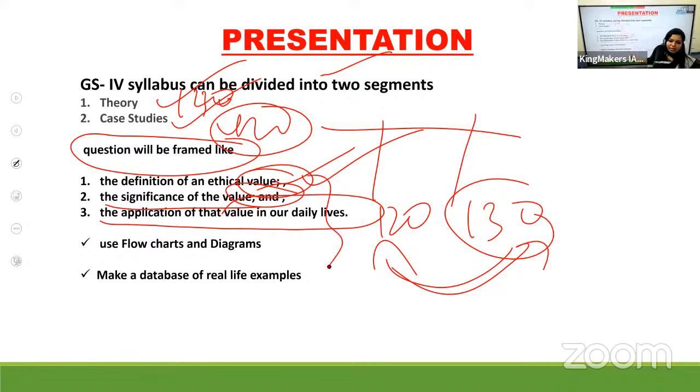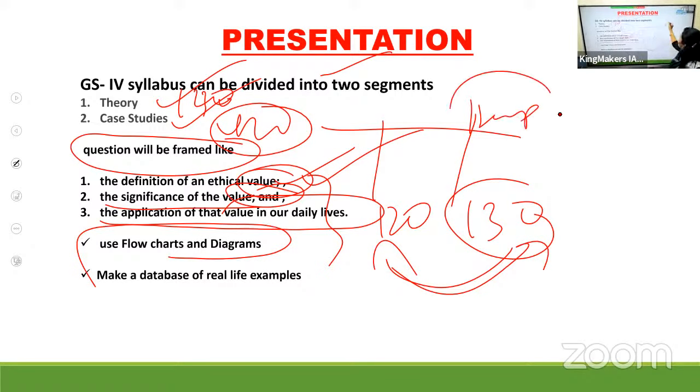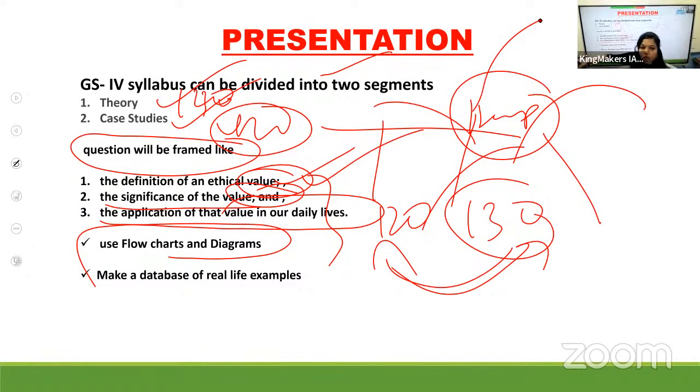How to present your answer? Use flow charts and diagrams. Suppose it is on happiness. Relating to happiness, you can make a flow chart like this, so that with the definition and concept you can give an excellent introduction, showing that you know what they are asking for. And make a database of real life examples. In short, you have to work on all this.